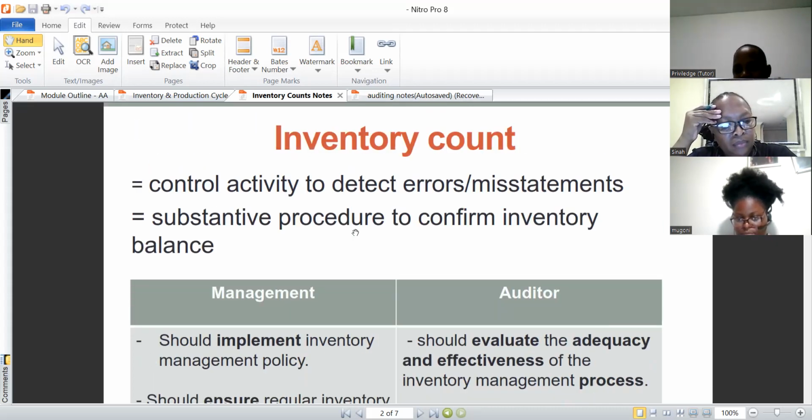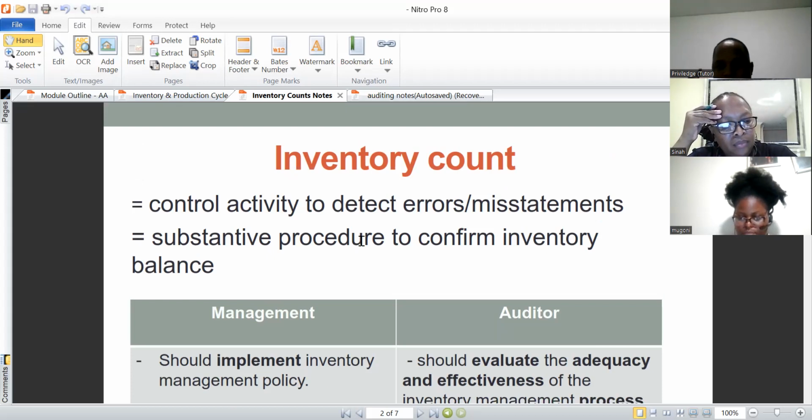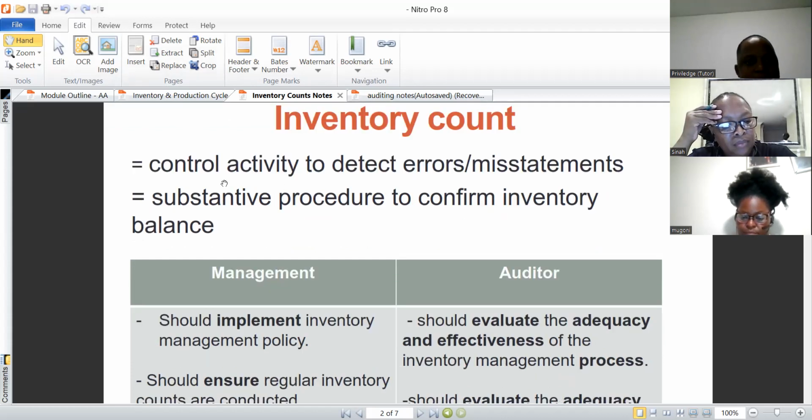So inventory counts are there to account for two things: just to ensure that we detect possible errors when it comes to inventory management and recording, or possibly to identify material misstatements in the financial statements. That's the purpose of inventory counts. So what can happen, you can be required to perform substantive procedures to confirm the inventory account balance. Remember I told you about that earlier.